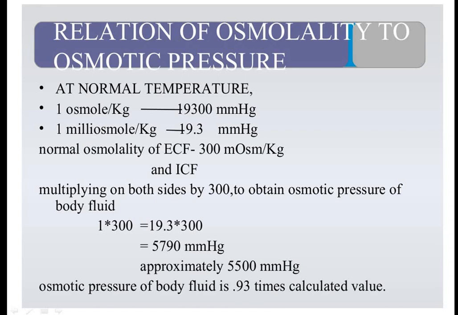The normal osmolarity of the body fluids, of both the extracellular fluid compartment and the intracellular fluid compartment, is 300 milliosmole per kg. So to get the osmotic pressure, we multiply 300 milliosmole per kg times the pressure which it will exert. 19.3 multiplied by 300 gives a value of, to be very exact, 5790 millimeters of mercury. And if we take a round figure, we will say it exerts a pressure of 5500 millimeters of mercury.